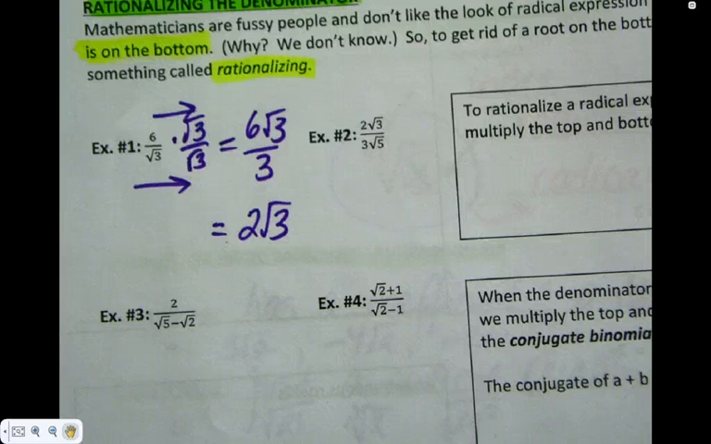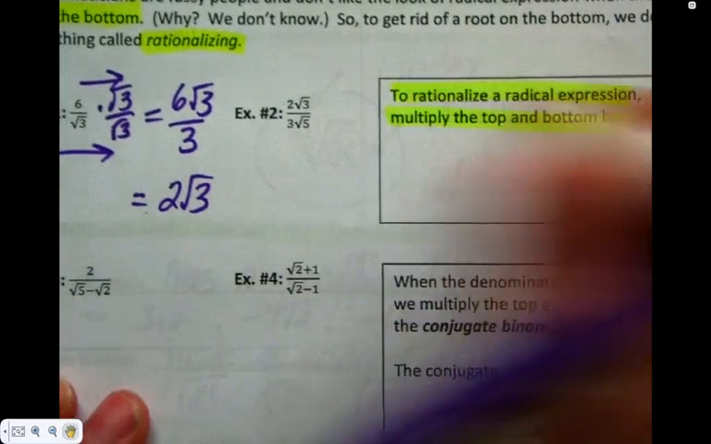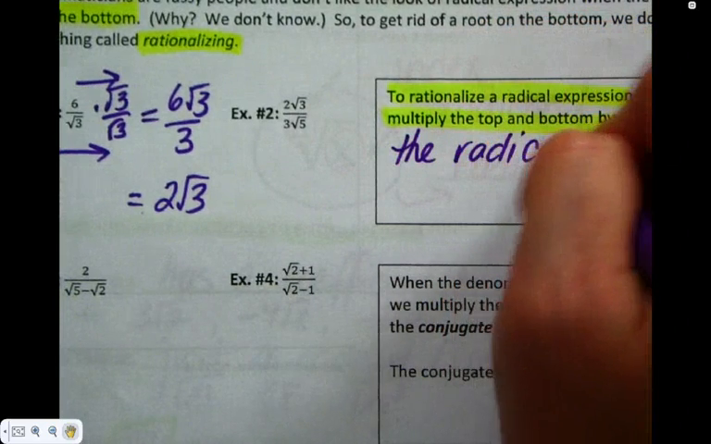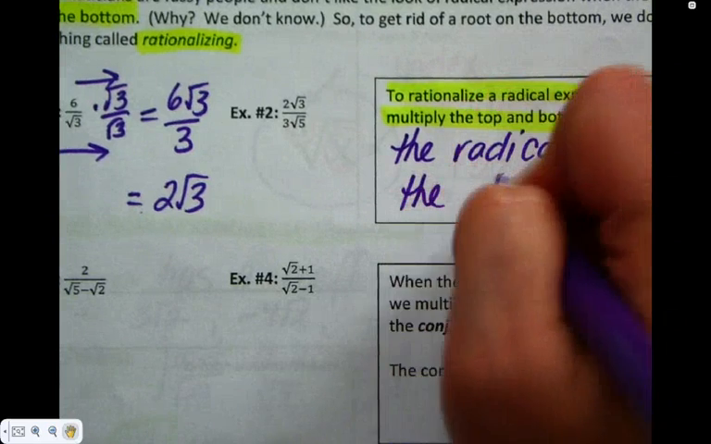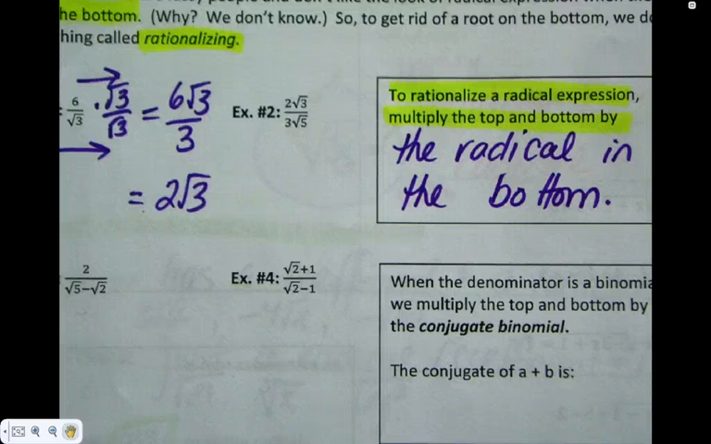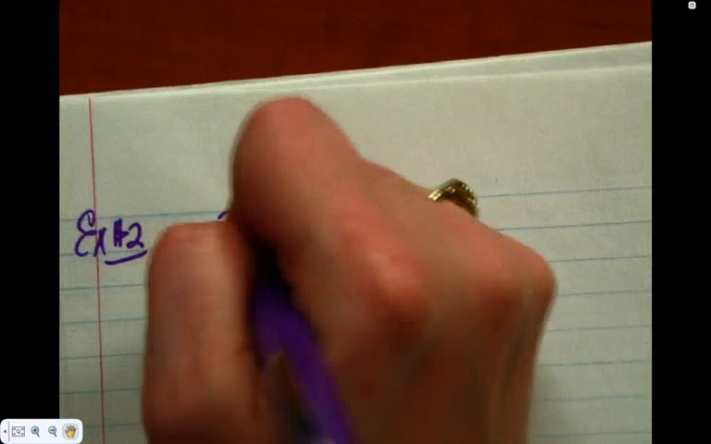It's just called rationalizing. So to rationalize a numerical expression, you're going to multiply the top and bottom by the radical in the bottom. Or the radical in the denominator, I should say, in the math word. Radical in the bottom, radical in the denominator. Okay, so let's go to example 2 for division. Again, it's not really division, it's really just simplifying.